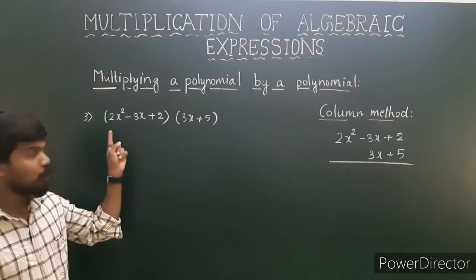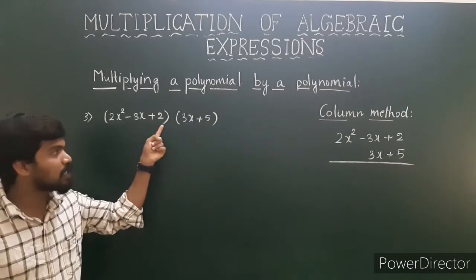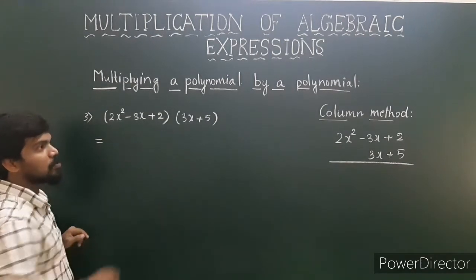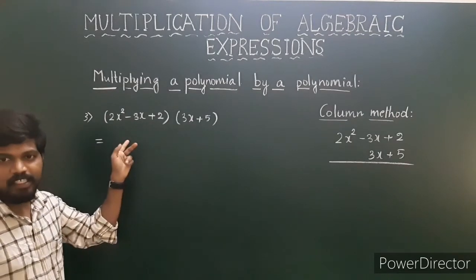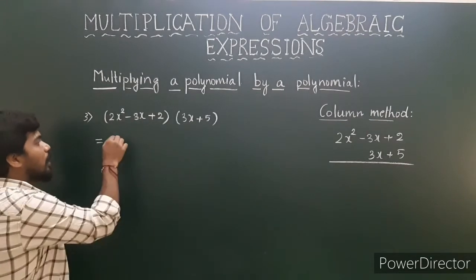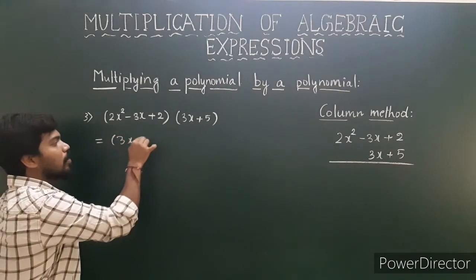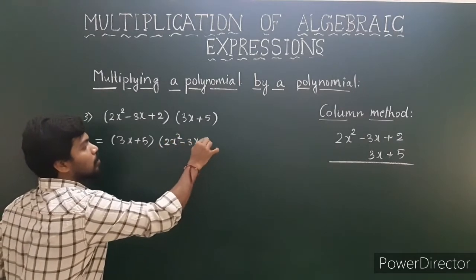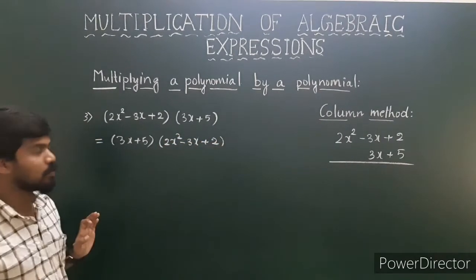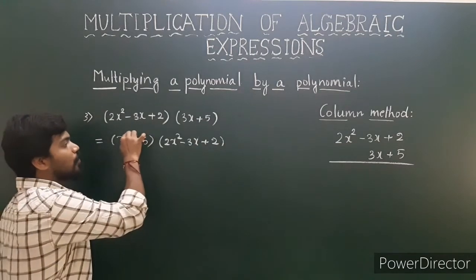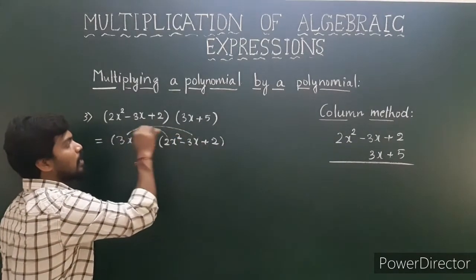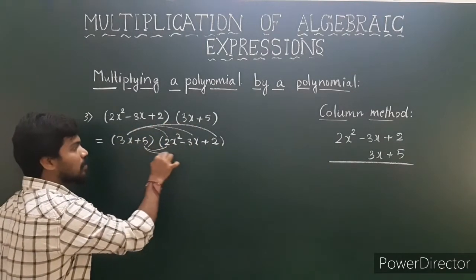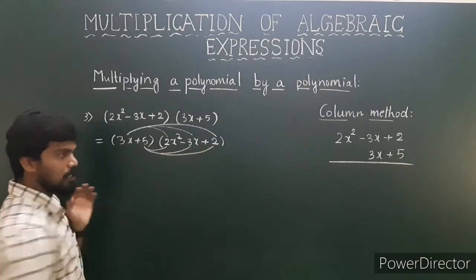Now third problem, 2x square minus 3x plus 2 into 3x plus 5. I want to take the second expression first and the first one next. So take 3x plus 5 into 2x square minus 3x plus 2. So first to first, first to second, first to third. Similarly, second to first, second to second, second to third.